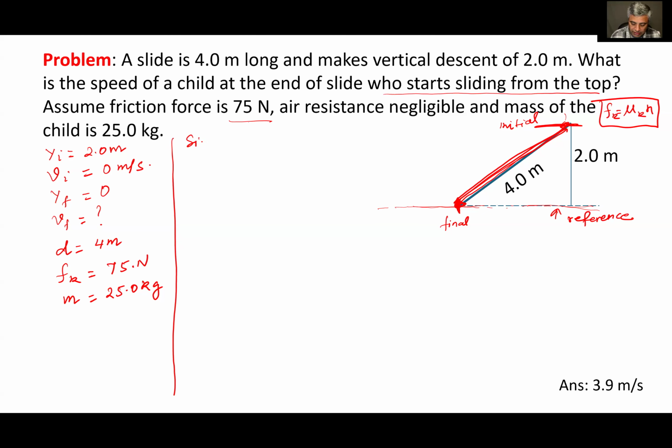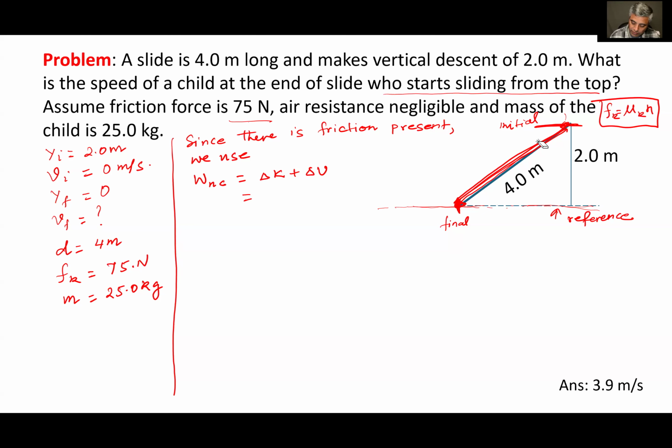Now, since there is friction present, we use work done by non-conservative force is equal to change in kinetic energy plus change in potential energy. So if I were to expand this, this is going to be.